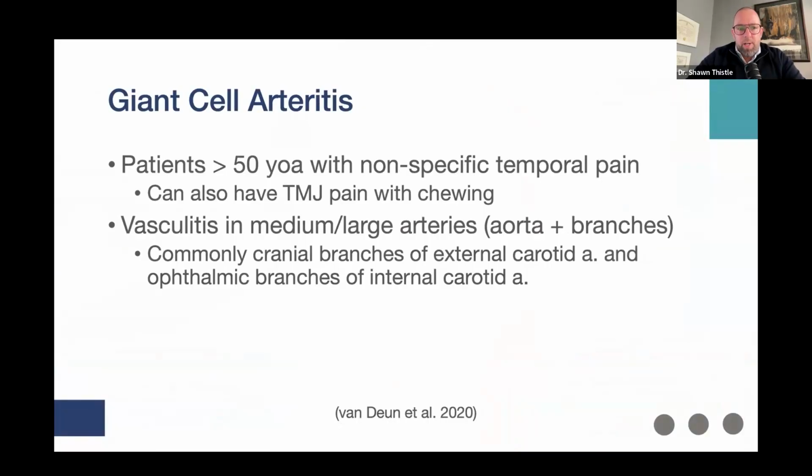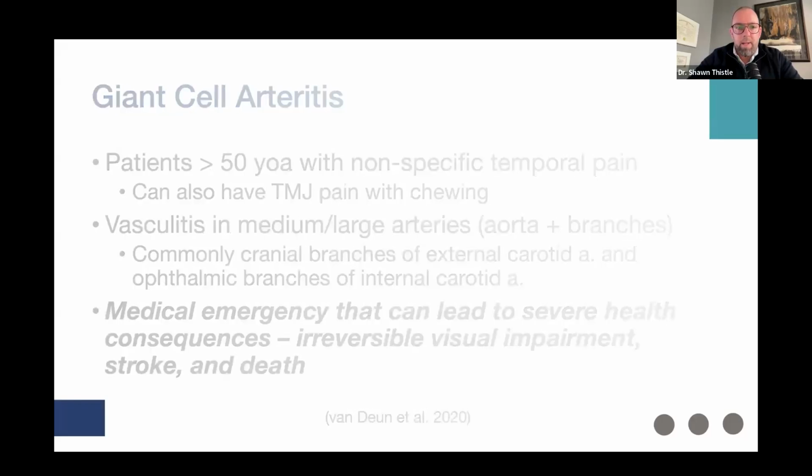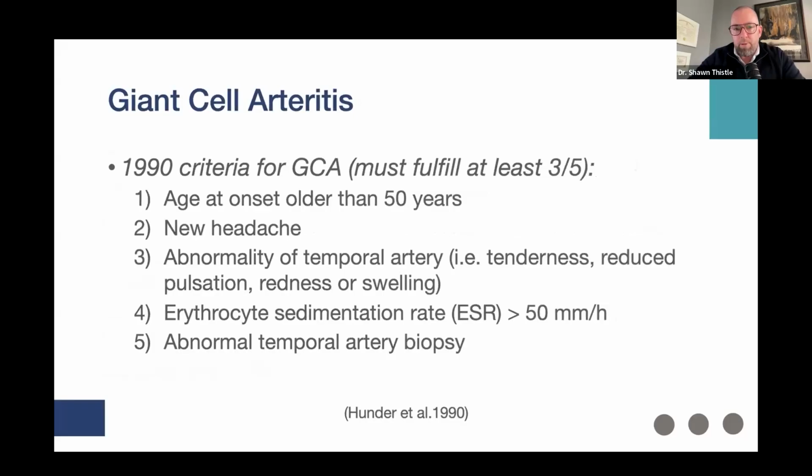Another condition we have to be aware of is giant cell arteritis. These are patients over 50 with non-specific temporal pain. They can also have TMJ pain and pain with chewing. This is a vasculitis in medium or large arteries, including the aorta and its branches, commonly involving the cranial branches of the external carotid and ophthalmic branches of the internal carotid. This is a medical emergency that can lead to severe health consequences, irreversible visual impairment, stroke, and death. It's one of the reasons I'm going to talk a little bit more about it in my new in-person program that I'm putting together now about chiropractic care throughout the lifespan, as one condition that we should recognize.